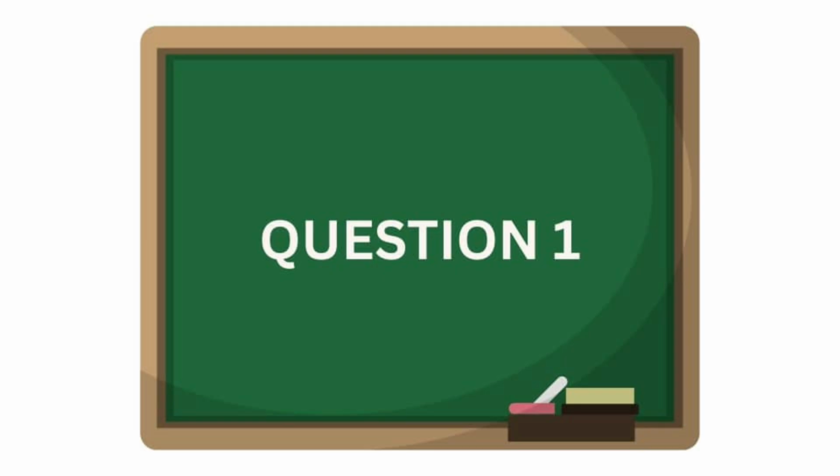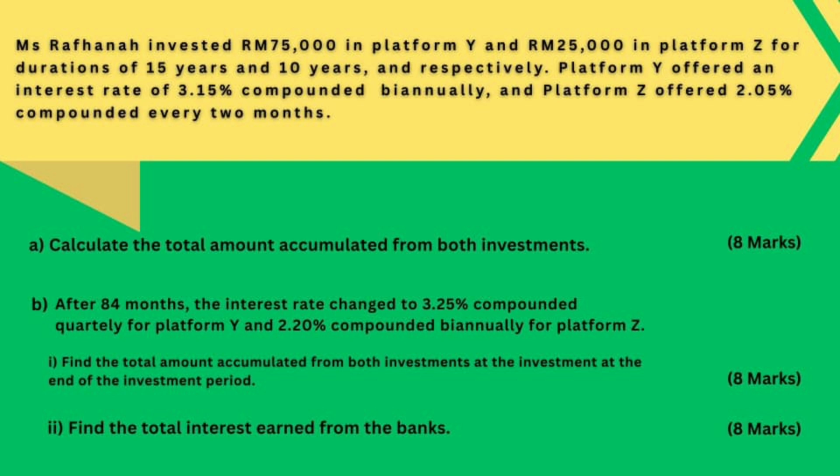Question 1. Miss Rafana invested 75,000 ringgit in platform Y and 25,000 ringgit in platform Z for a duration of 15 years and 10 years, respectively. Platform Y offers an interest rate of 3.15% compounded biannually, and Platform Z offers 2.05% compounded every 2 months. A. Calculate the total amount accumulated from both investments.